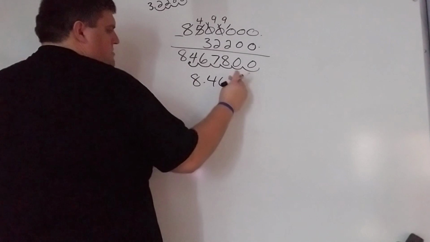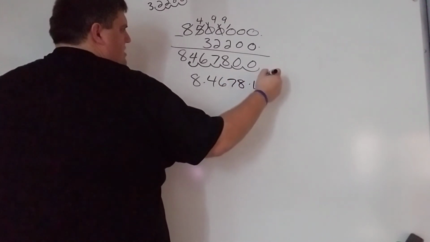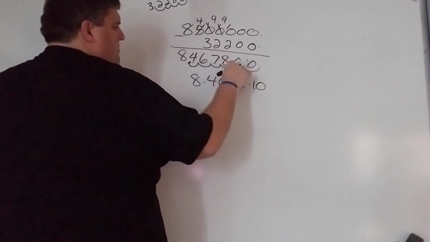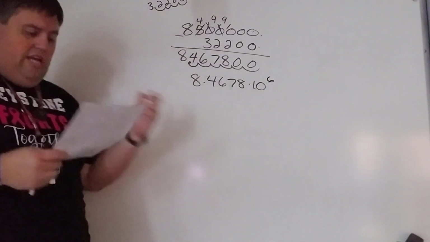8.4678 times 10 to the 6. 1, 2, 3, 4, 5, 6. I thought I counted 6. Okay, there we go. So that's what you should have got when you subtracted.